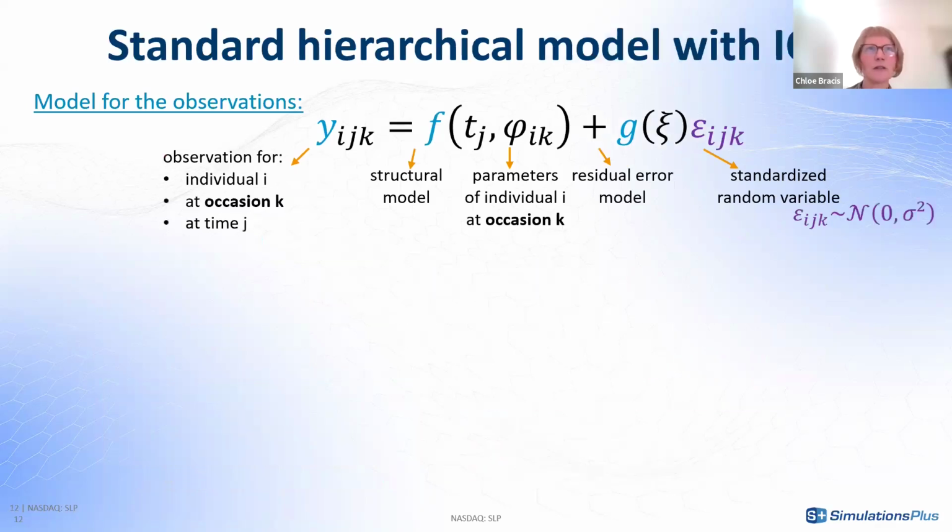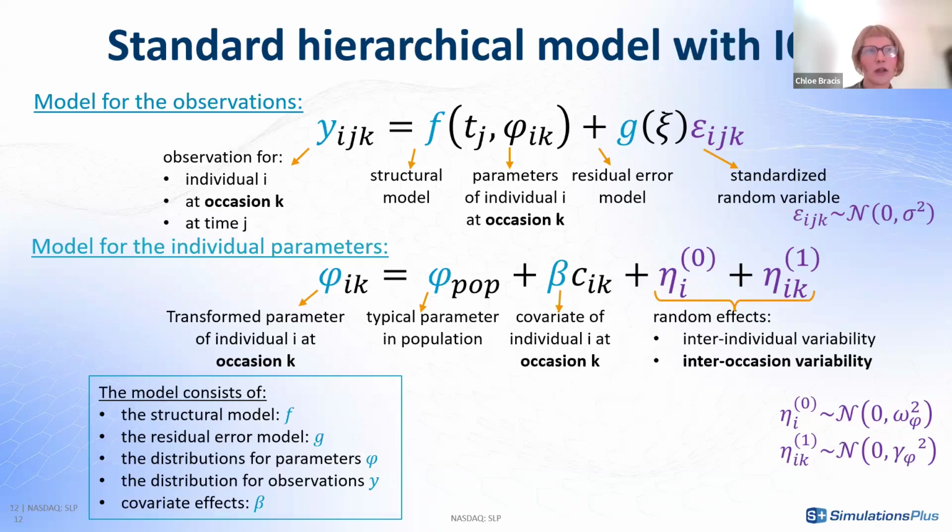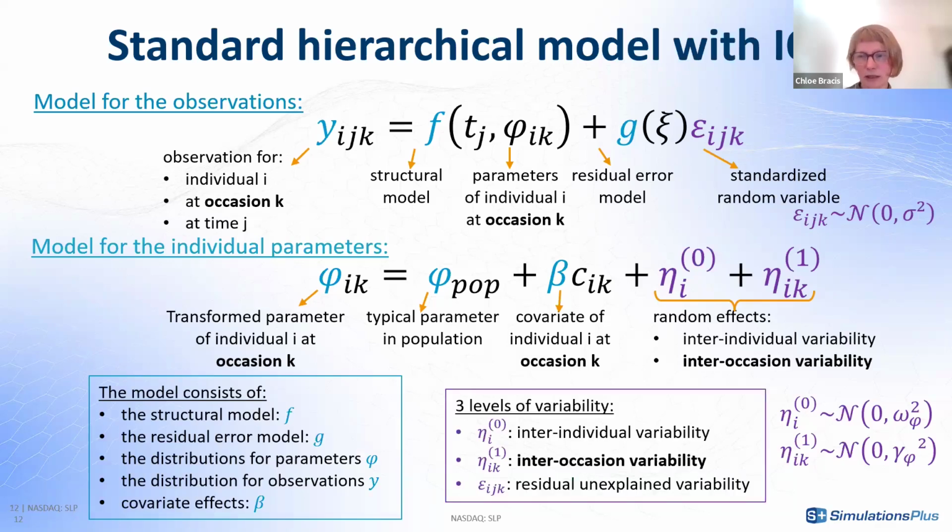We can then add occasions to the standard model. So now I have my observation from an individual i at occasion k and time j. This means we can have parameters that vary not just per individual, but also per occasion. And that means that when we are looking at our model for the individual parameters, they vary by occasion. And so our covariates can also vary by individual and occasion. And we now have 2 random effects. We have both the inter-individual variability and the inter-occasion variability. So the components of our model are all the same, but I now have 3 sources of variability because I've added that inter-occasion variability.